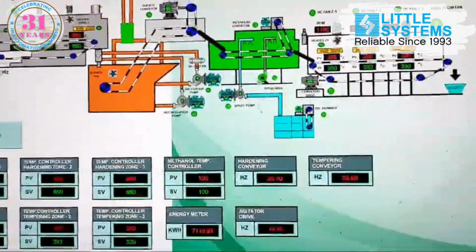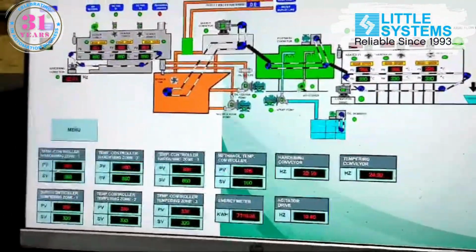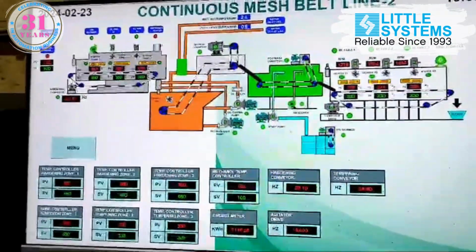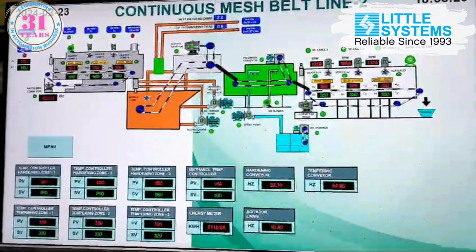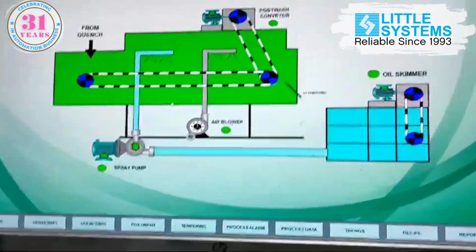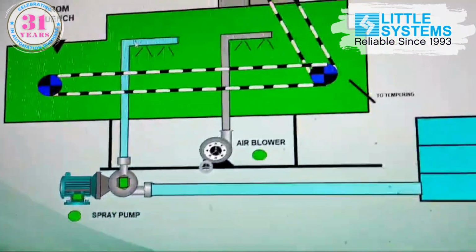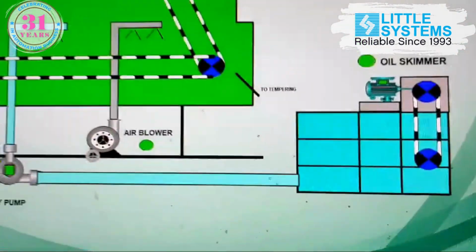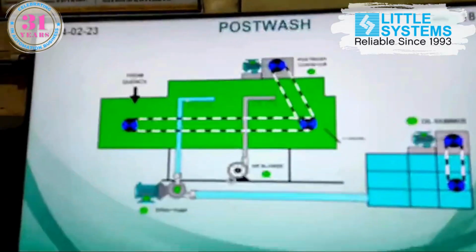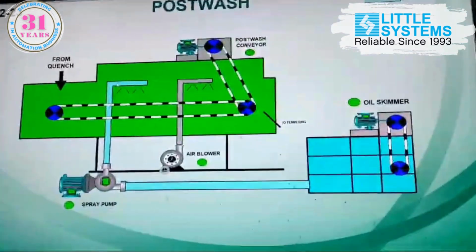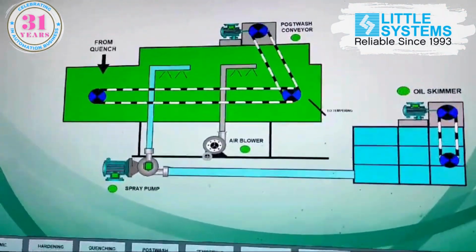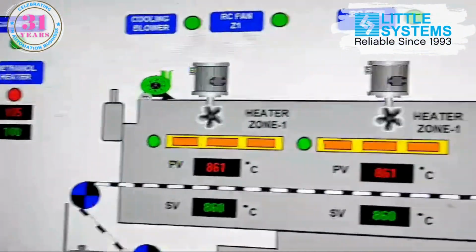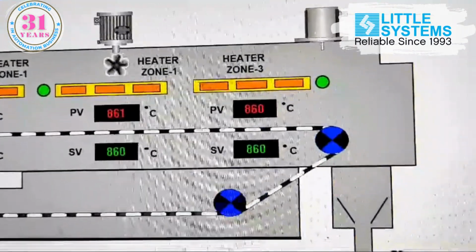So the hardening line is followed by the quenching line, which is oil quenching. Post oil quenching, there is a washing zone, and in the washing zone, the hardened component with the residue of oil is cleaned. Oil skimmer motor is there, air blower is there, and spray pump is there, all being monitored and recorded when the motor is running and when it is tripped.